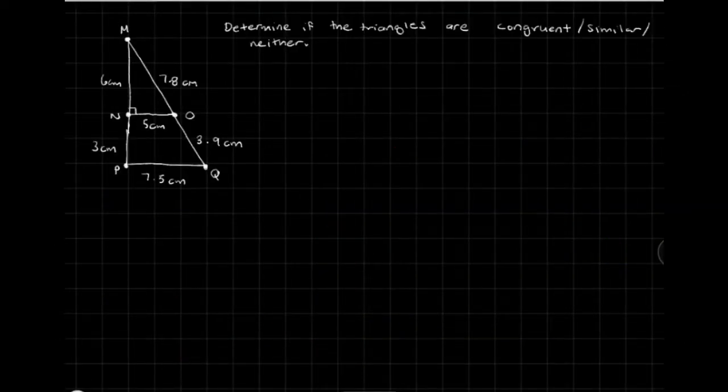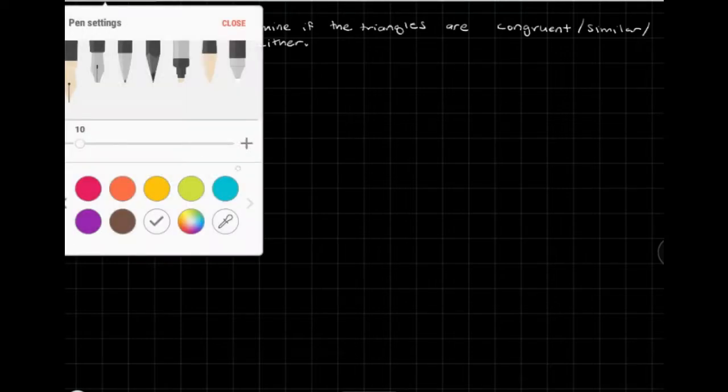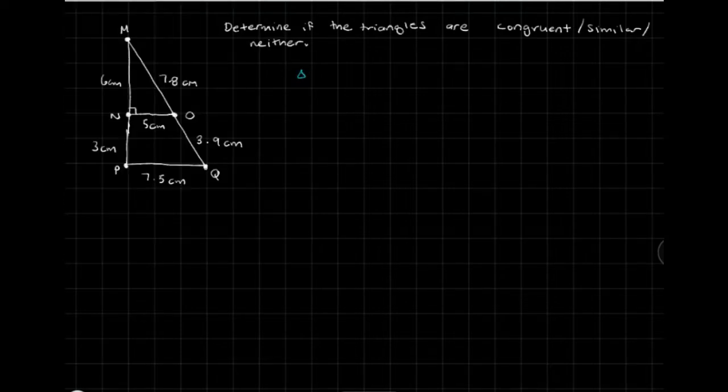Okay, let's say we wanted to determine if the triangles that we're comparing are congruent, similar, or neither. So here we have two triangles. Let me just change colors here. We can see triangle MNO, and we can also see triangle MPQ, which is the larger triangle here.